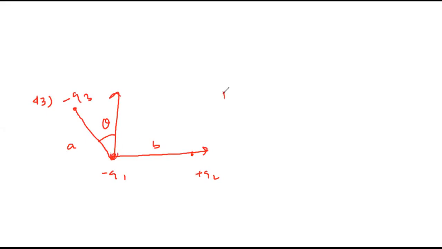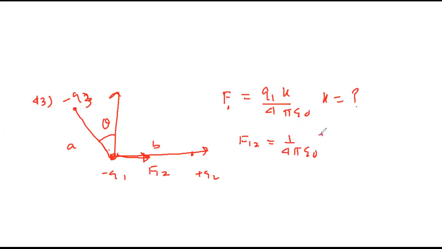Force is given by Q1 Q2 K upon 4 pi epsilon naught, then K is how much? Net force acting on Q1 is given by this formula. Positive and negative will give an attraction force on 1 by 2. This much you follow? Force acting on 1 due to 2 is attractive, and its value will be 1 upon 4 pi epsilon naught Q1 Q2 upon B square. Okay.